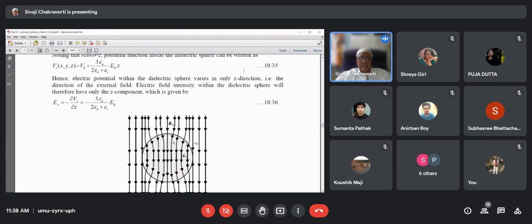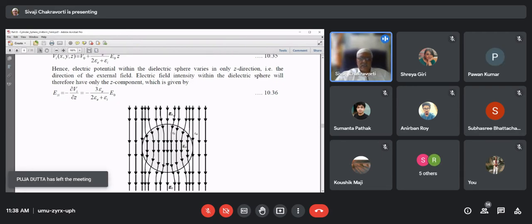This is a very, very interesting observation that inside the dielectric sphere, the field remains constant, although on the surface of the sphere there will be disturbances or perturbations of the field. So this is what we have to show you, or you can expect questions in this form.